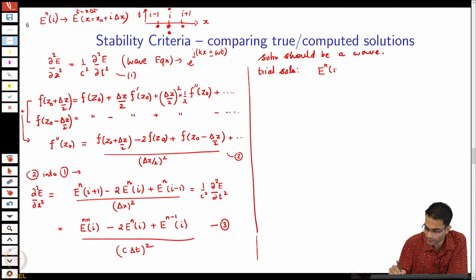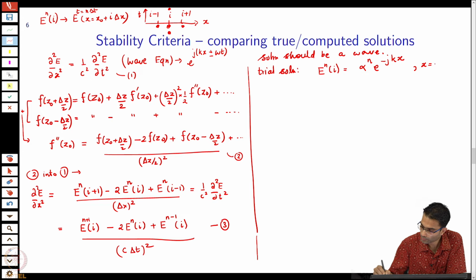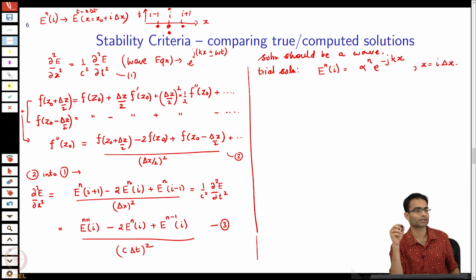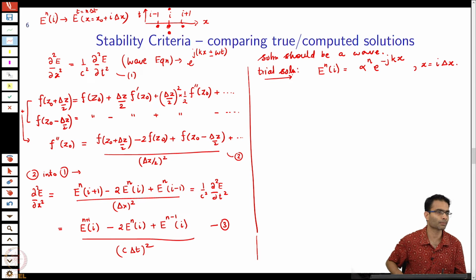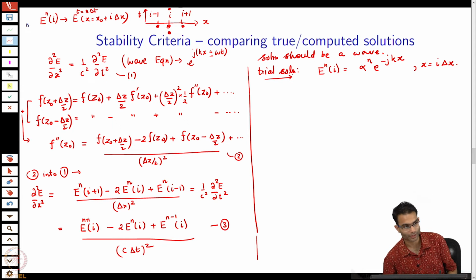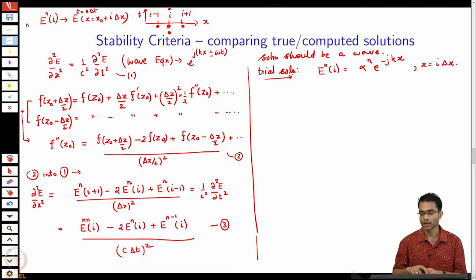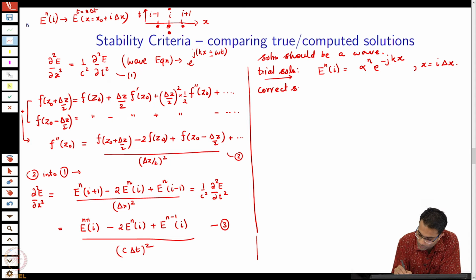So, I am going to write E n I in this following form. Let us take a moment to absorb this. What am I saying over here? The trial solution is of this form where there is a wave in space, alright, and there is some alpha term in time. Okay. This x is simply the discretized version, so I delta x. Okay. I is your integer, not your complex iota. Okay. The correct solution has what? For the correct solution, what is alpha? Not 1. Yeah, e power j omega t, right.